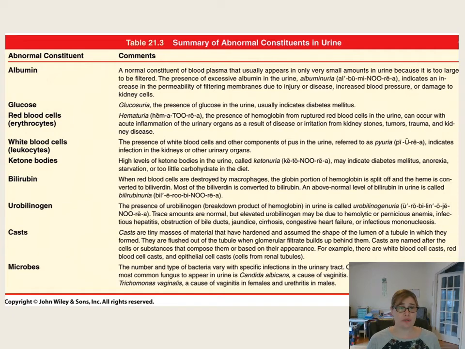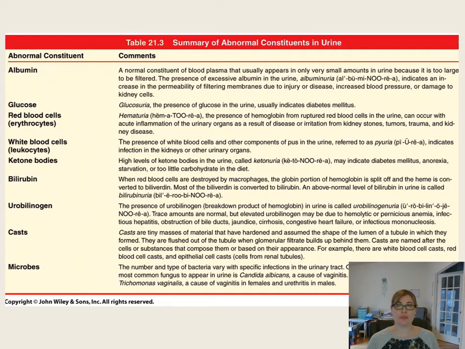We already discussed glucose. For red blood cells, we'd use the word hematuria, because hemato means blood and uria means urine. So the presence of hemoglobin from ruptured blood cells in the urine can occur with acute inflammation or with disease, kidney stones, tumors, all kinds of things that can cause irritation. It also can mean that you have a bladder infection. It doesn't have to be a kidney infection. White blood cells in other parts of pus would be called pyuria. Pyo means pus. So that could mean there's an infection.